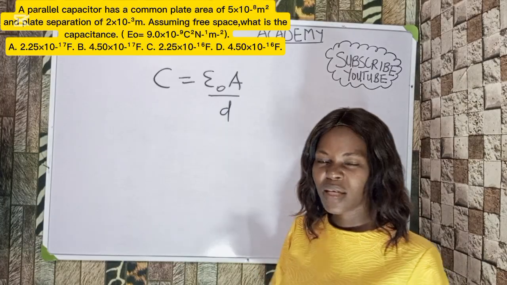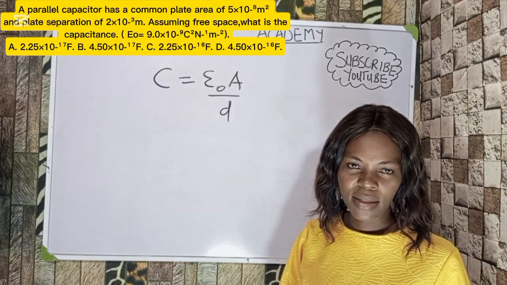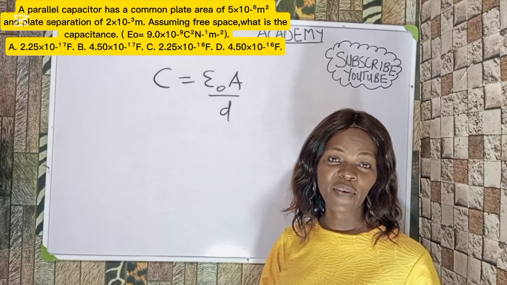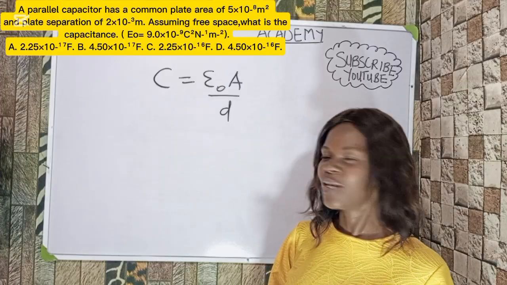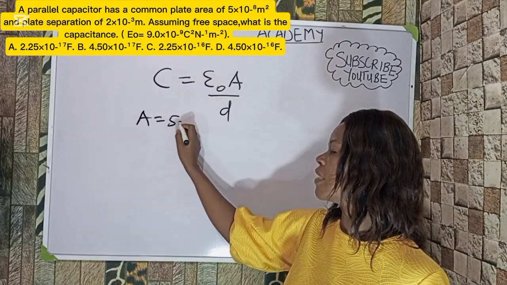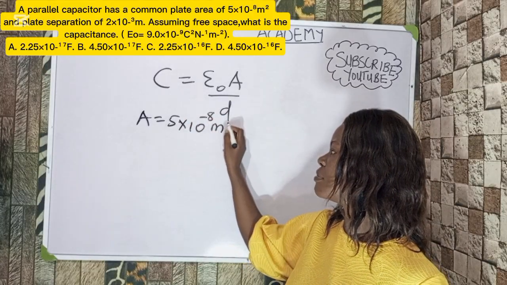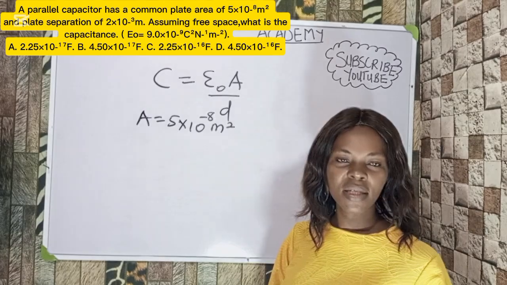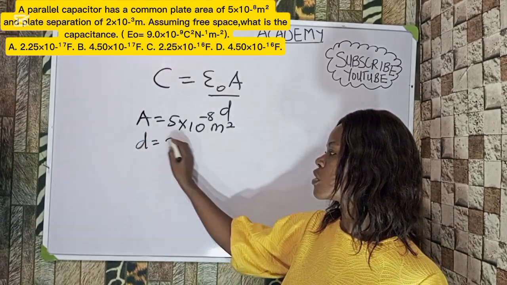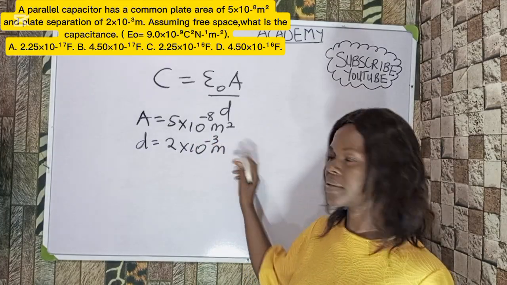Is that clear? So let us state the parameters we have so that we can see how we can solve the capacitance of the capacitor. The area is given as 5 times 10 to the power of minus 8 meters squared. So let's go. We have A is equals to 5 times 10 raised to the power of minus 8 meters squared. That's my area, right? And the distance which separates the plate is given as, that is D, equals 2 times 10 to the power of minus 3 meters. Okay?